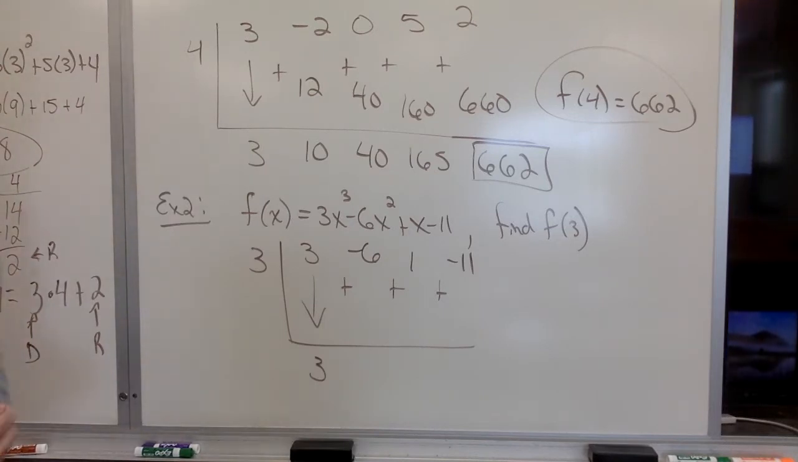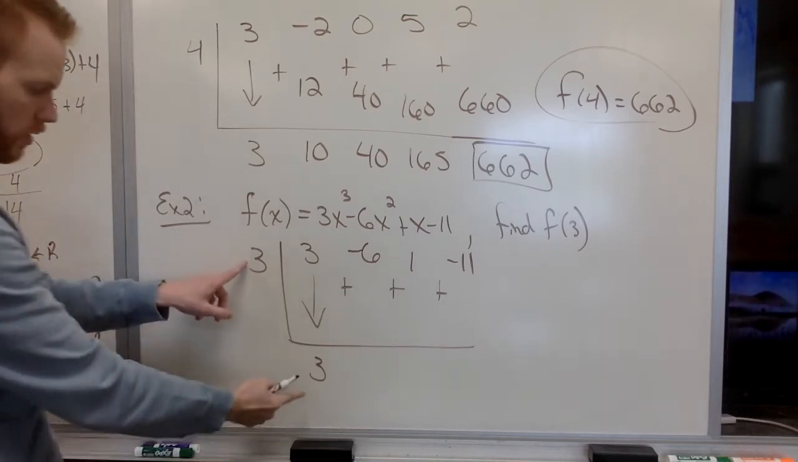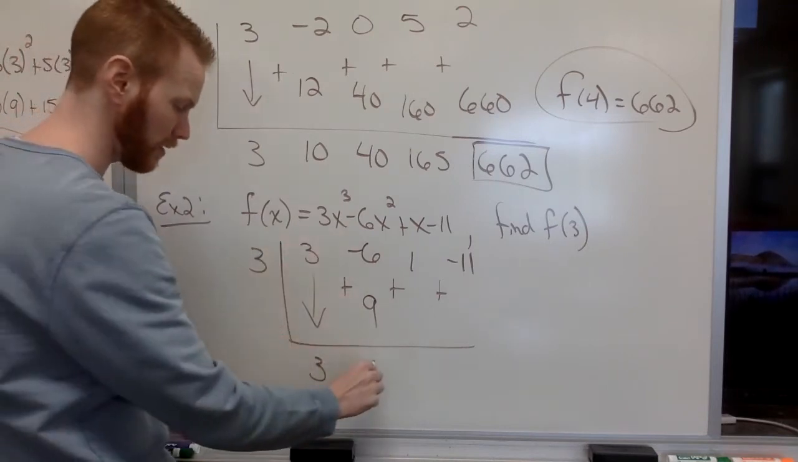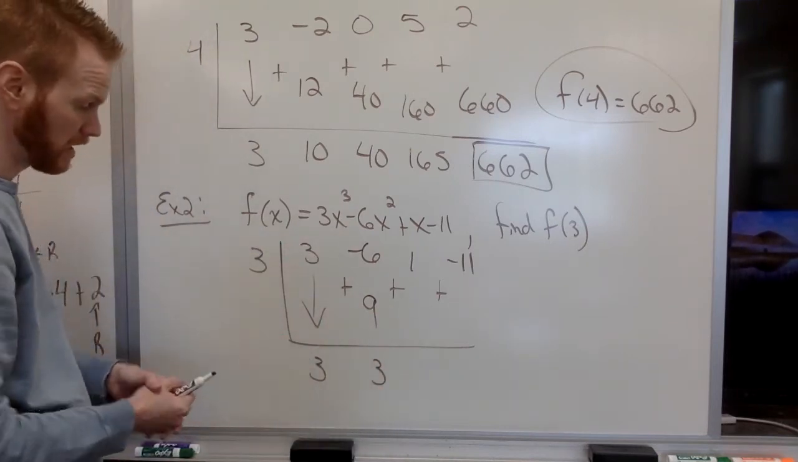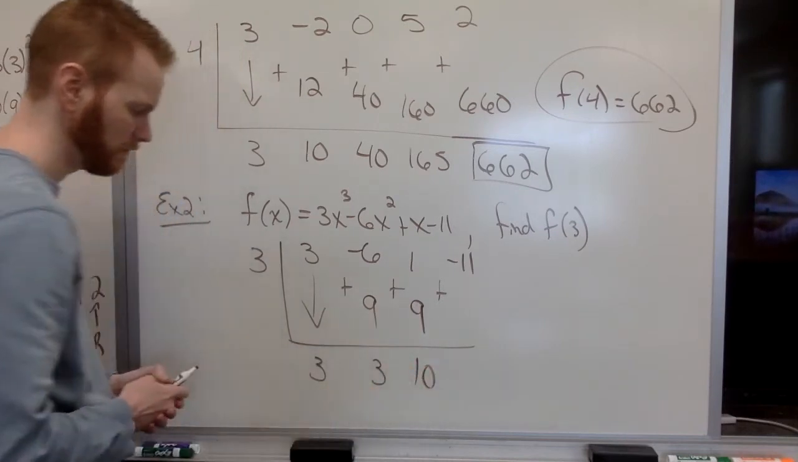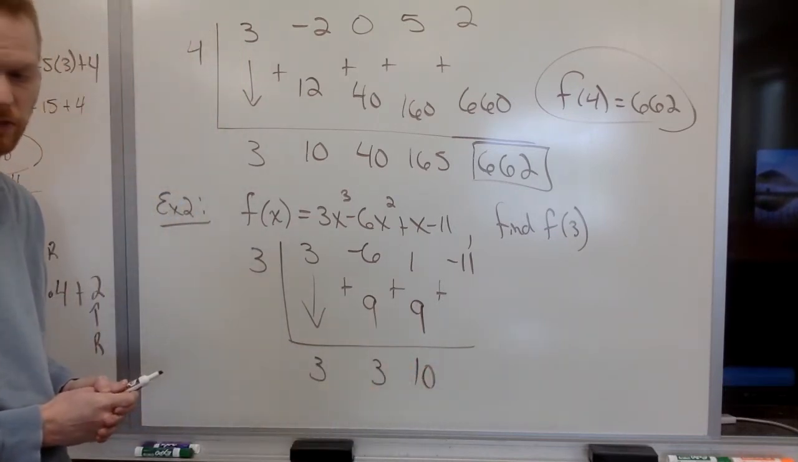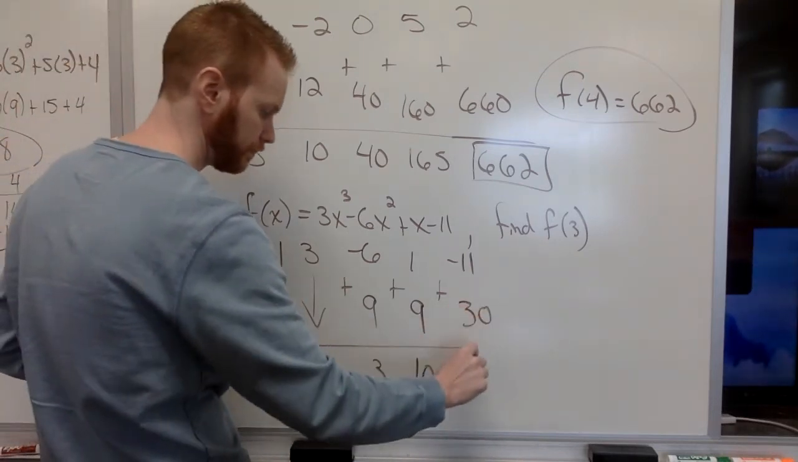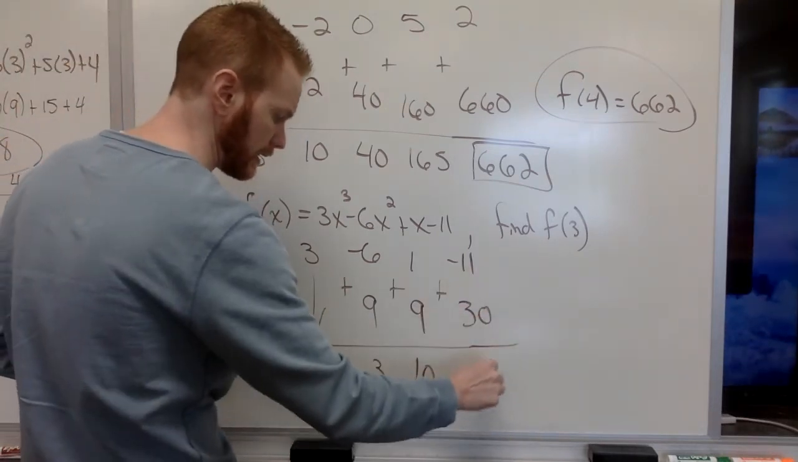Okay, now let's go ahead and multiply and see what we get. Multiply, we get 9. We add, we get 3 again. Multiply, we get 9 again. Add, I get 10. So far so good. And then for the last one, multiply, I get 30. Add, I get 19.